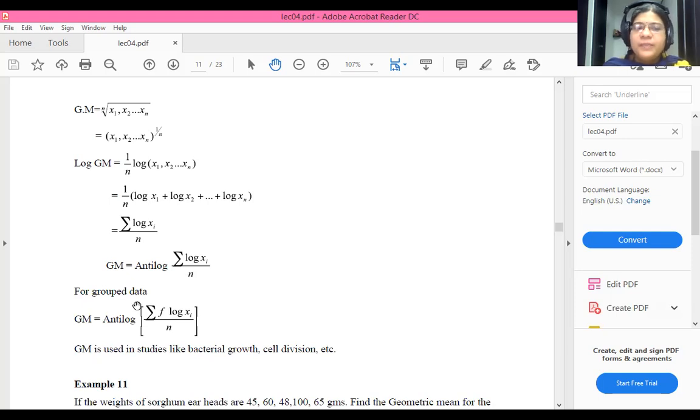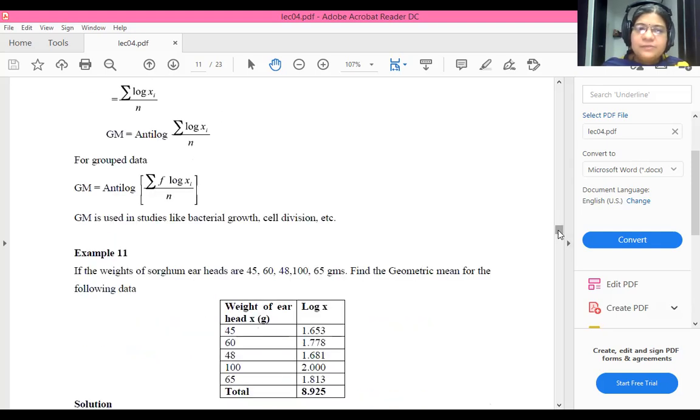Now for the grouped data, geometric mean is equal to anti-log of summation of f into log xi divided by n. What is f? f is frequency. Again I am saying, do not make the mistake of directly taking the summation of f into log xi. No, that doesn't work. You have to make separate columns of frequency into log xi. You have to multiply each frequency with the log xi. I will let you know in the next example, and you will understand.